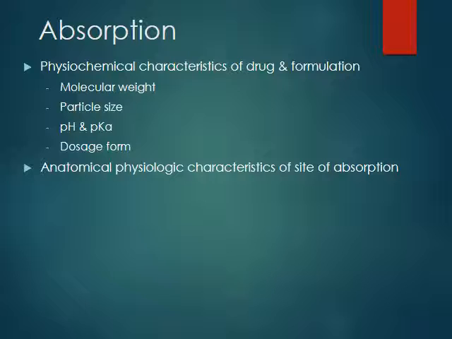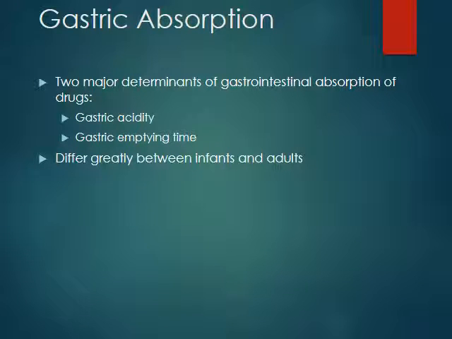So obviously the pH of the stomach is going to be a lot different than the pH of the duodenum, etc. And that's all going to have a factor on where the medications will be best absorbed in the GI tract. So the two major determinants affecting gastrointestinal absorption of drugs for these pediatric patients are going to be the gastric acidity and then the gastric emptying time. And so that's going to be very different between infants and adults. Not only that, but you're looking at preterm neonates versus term neonates. You'll see that's also going to be different as well.